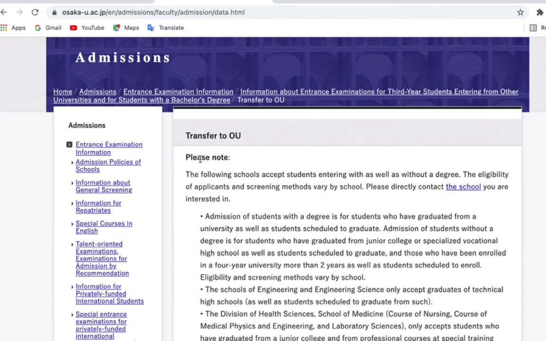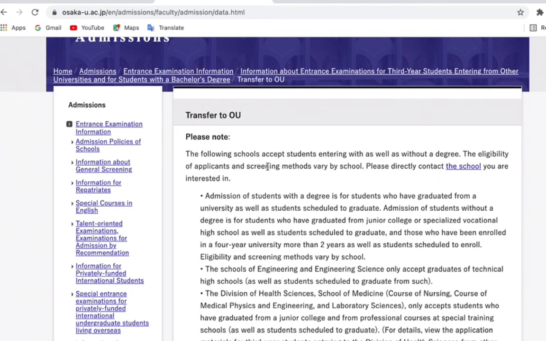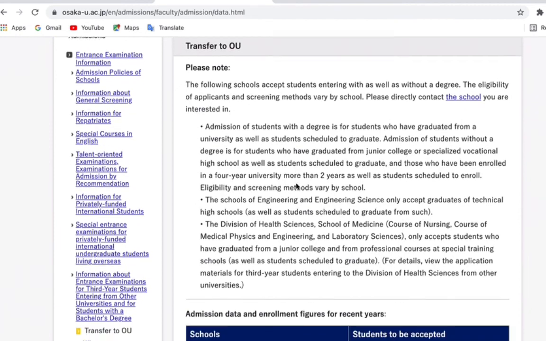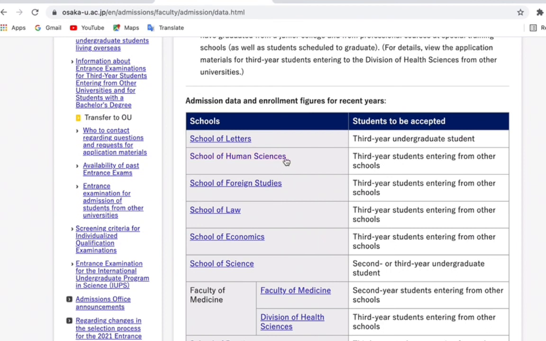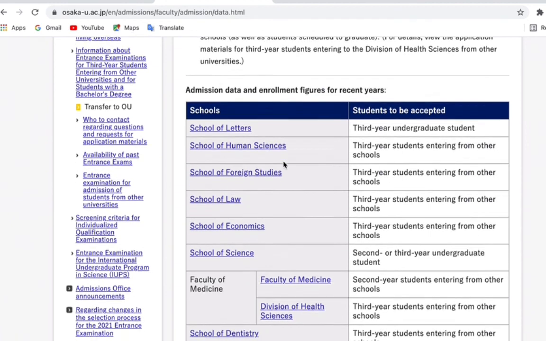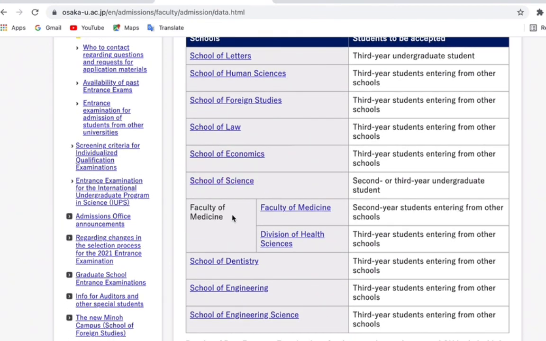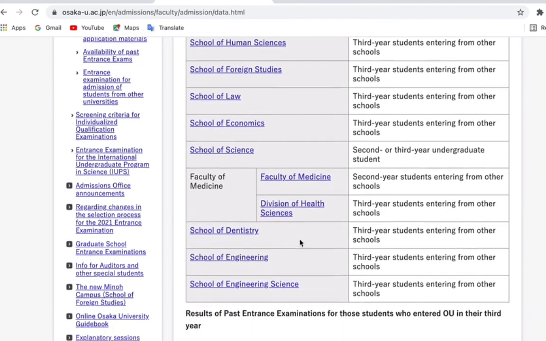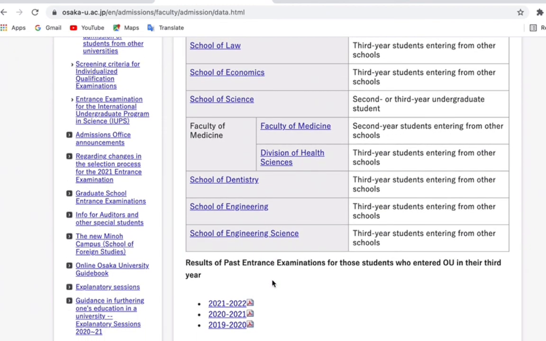Okay, so the following schools accept students entering with as well as without a degree. The eligibility of applicants and screening methods vary by school. Please directly contact the school you are interested in. Okay, so let's see. So the schools that accept transfers, you can see third year. So you have School of Letters, School of Human Sciences, School of Foreign Studies, Law, Economics, Science, Faculty of Medicine and Division of Health Sciences, School of Dentistry, School of Engineering and School of Engineering Science.